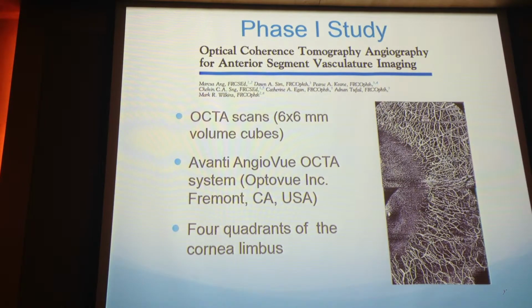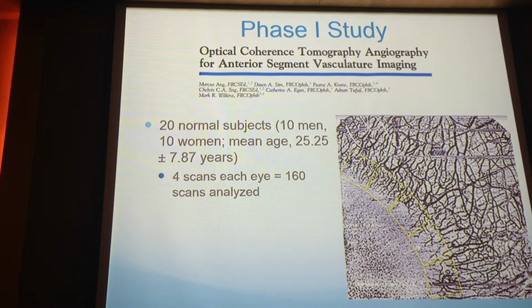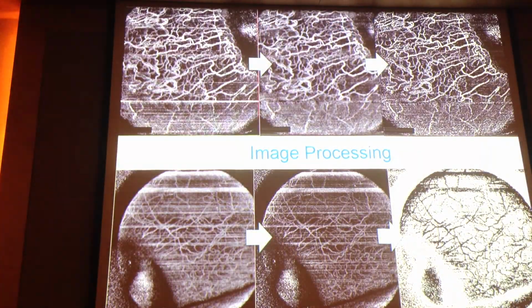We started with 6x6 scans, and we scanned just normal individuals in 4 quadrants of the corneal limbus. And you can see over here, in a blown up picture, these actually represent normal limbovascular loops, or what corneal surgeons like to call the marginal corneal arcades. And in about 20 subjects, we also did some image processing to try and enhance the vessels after they had come out and reduce the amount of motion artifacts described in the paper.